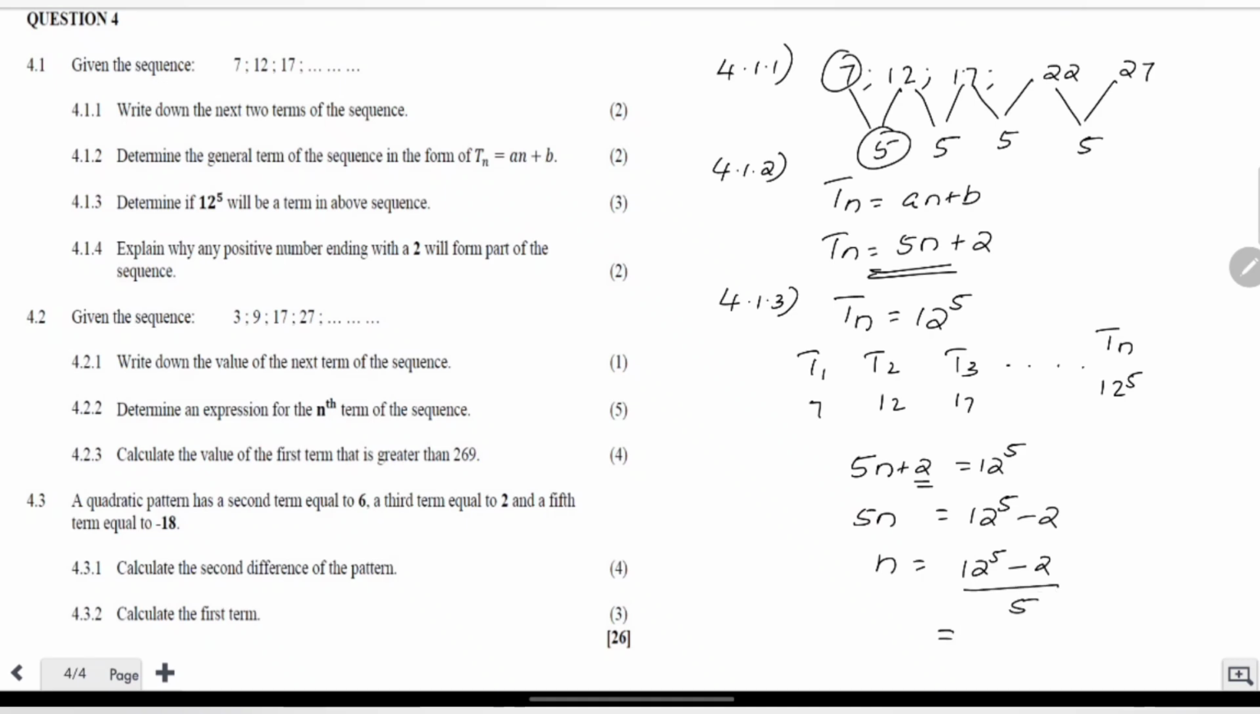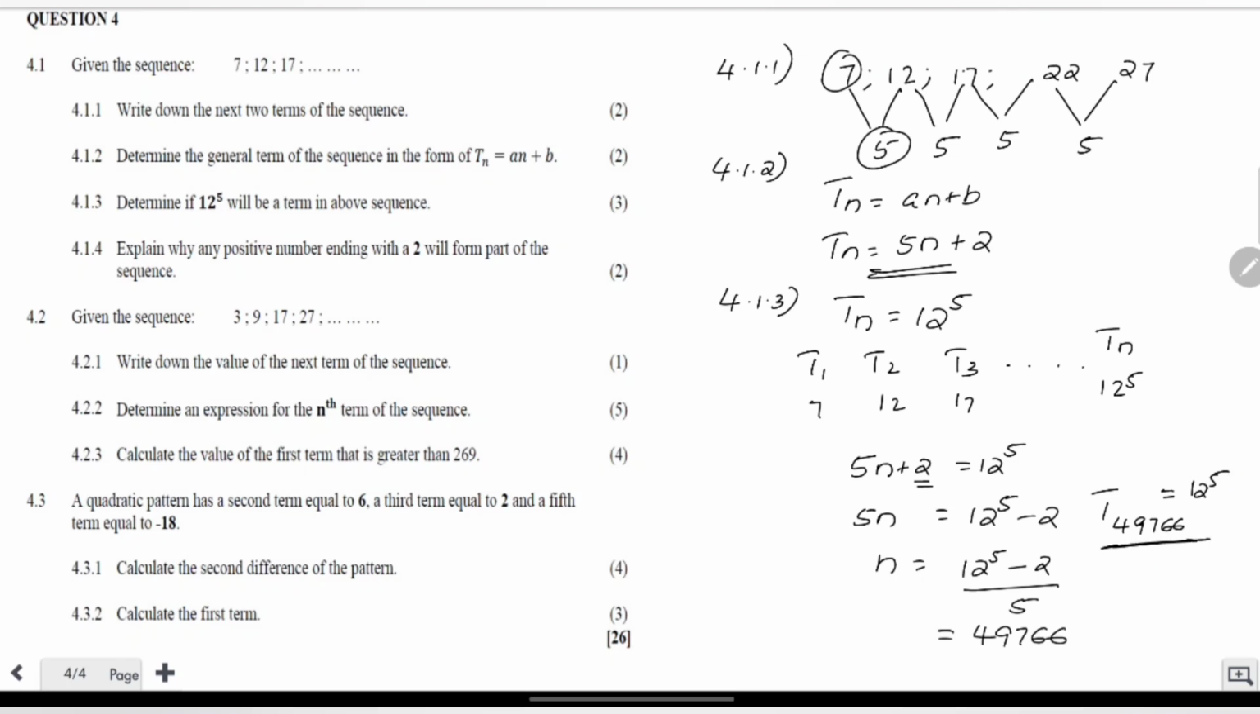When you do that one, you will get 49,766. The 49,766th term, because the value of n we got is 49,766, is equal to 12 to the power 5. This is how you have to get the answer.